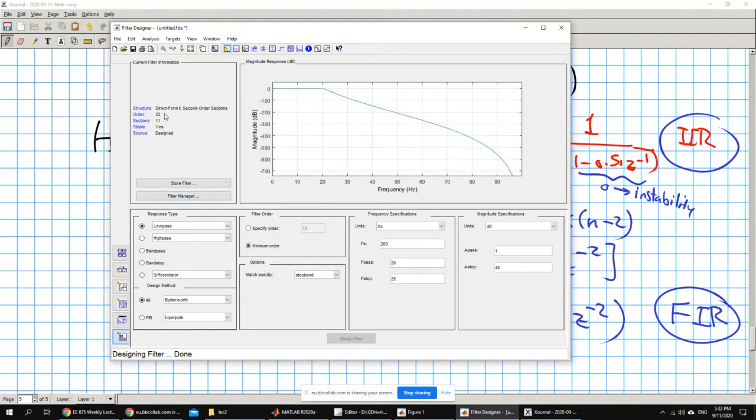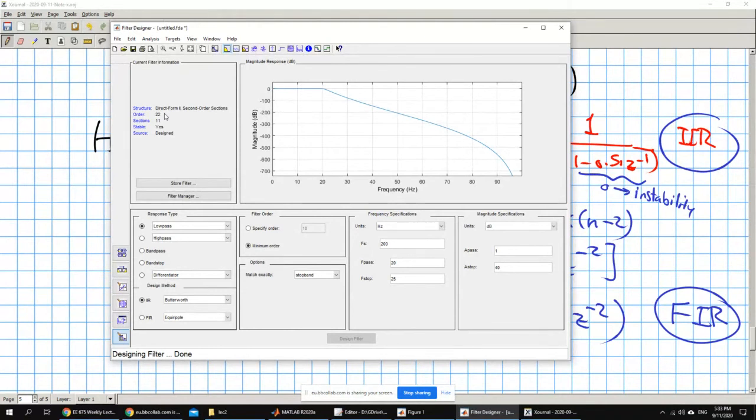See the order here? It's 22. So instead of 57, you came up with a filter that has the same characteristics with basically less than half of the order of the FIR filters. In fact, when we get into the experiments that we are going to do for our real data, you will find that sometimes you get a filter order of more than 1,000 for the FIR, okay? And you can get almost the same characteristics with 1/10 of that order using IIR filters. So the IIR filters are much more efficient than the FIR filter.